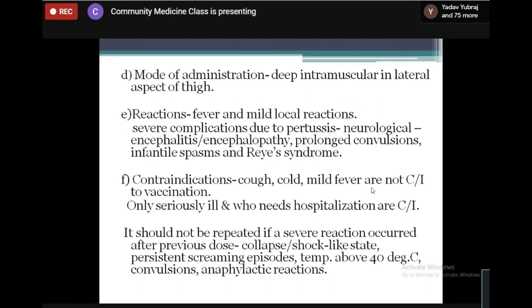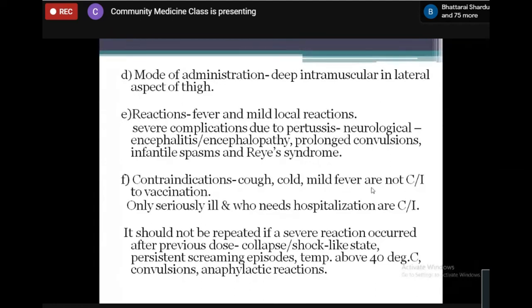And it should not be repeated if a severe reaction occurred after a previous dose. As I told you, with this DPT vaccine, pentavalent vaccine, 3 doses are given. So after taking the first dose, if the child develops seizure, collapse, shock-like symptoms, faints, and keeps on crying for a long period, like persistent screaming episodes, screaming or crying unnecessarily, or develops high grade fever above 40 degrees Celsius, or starts developing convulsions, seizure, and anaphylactic reactions.